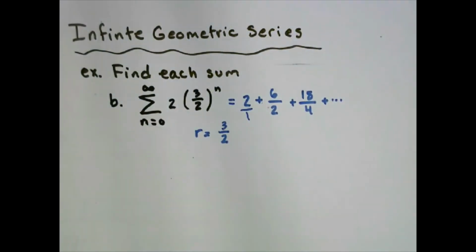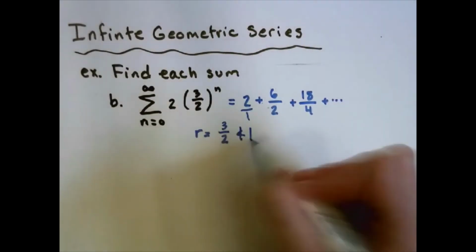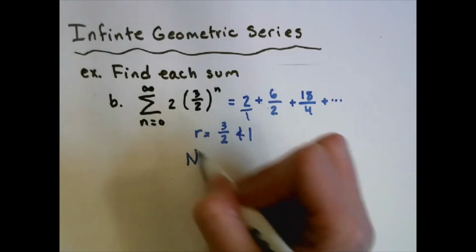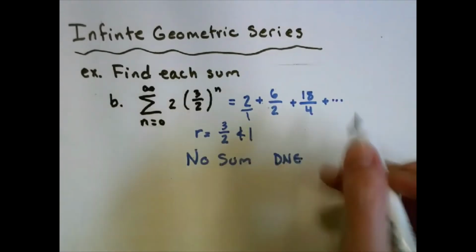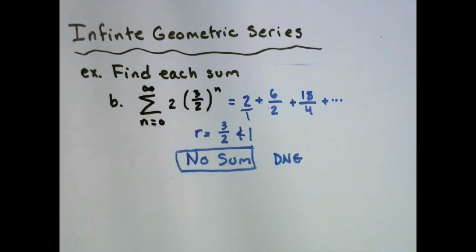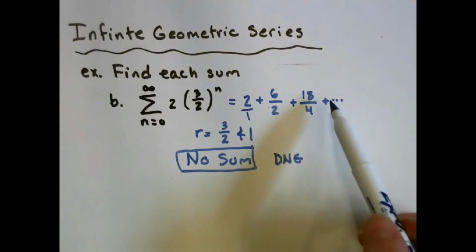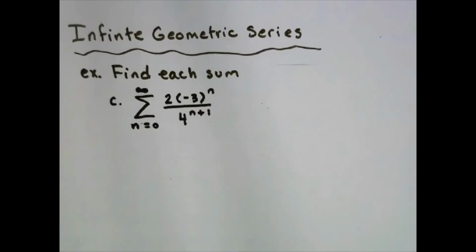So this is an infinite geometric series. However, this number is not less than 1. Okay, it's bigger than 1. So there is no sum. You can also say does not exist. Okay, there is no sum. Now, it doesn't mean that you can't plug this number into a1 over 1 minus r and get a value. You will. It just is not going to represent the sum of this series, because this just keeps getting bigger and bigger and bigger. So it is not going to have a sum.